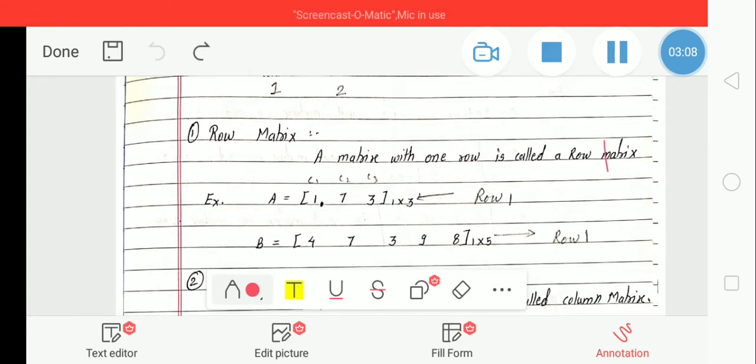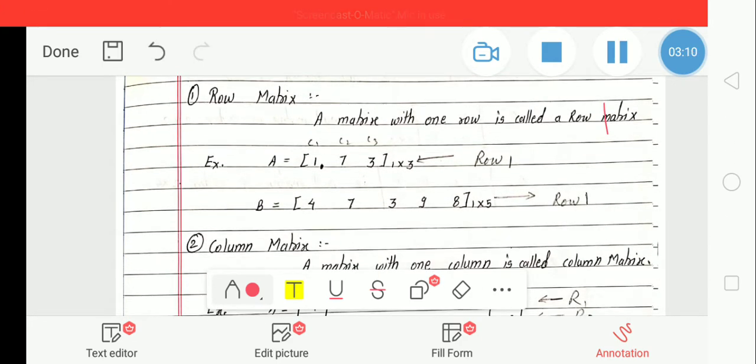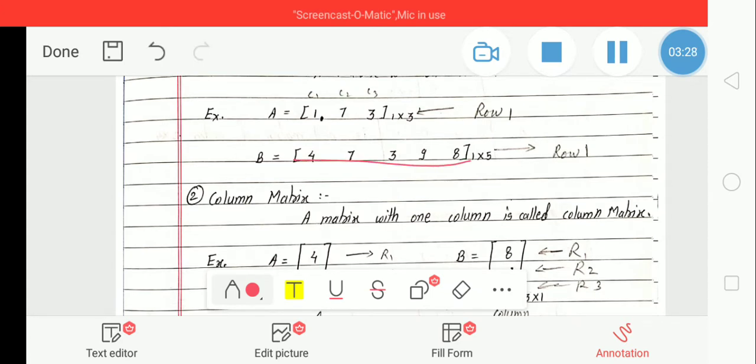Now row matrix. A matrix with one row is called a row matrix, because here there is only one row and 1, 2, 3 columns. So this matrix is called a row matrix. Here also only one row, so 1 by 5 means 1 row and 5 columns, 1, 2, 3, 4 and 5 columns.